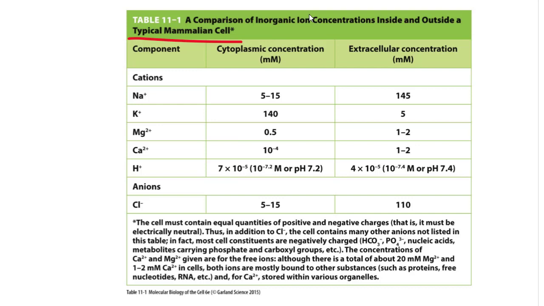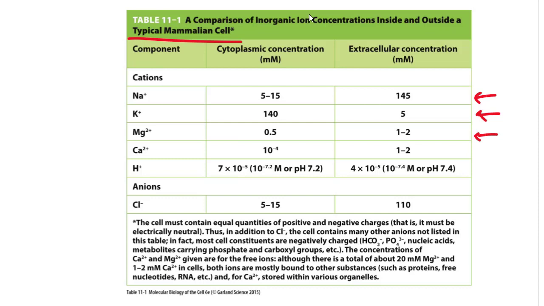Now, in the case of sodium, you have 5 to 15 millimolar inside and 145 millimolar outside. Potassium is almost the opposite, right? So this is sodium, this is potassium. Magnesium, 2+, a lot more outside than inside, about 5 times more or 4 times more.